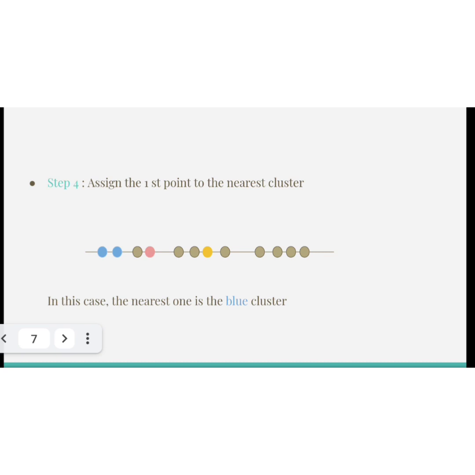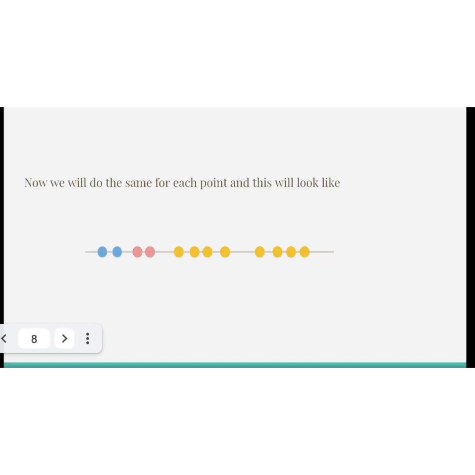Now similarly, we will repeat all these steps for all the other subsequent points, and finally after assigning each point to a cluster, we will get something like this. Now what we have to do is to calculate the mean of each cluster. Here these vertical lines represent the mean position of each cluster. This blue line represents the mean position of the blue cluster, this red line represents the mean position of the red cluster, and this yellow line represents the mean position of the yellow cluster.